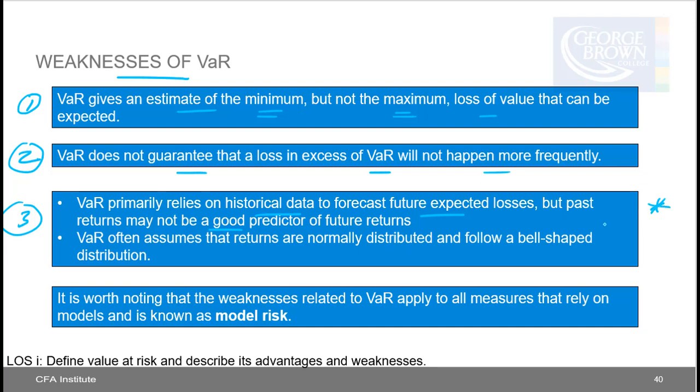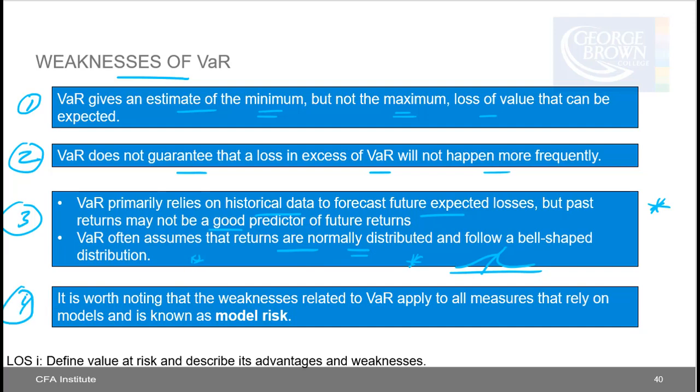So that's a key major weakness of VAR, that the future may not match the past. The models are using historical data to help calculate, and well, that's historical, that's the past. The past may not be a good predictor of the future returns, okay? VAR often assumes that returns are normally distributed and follow a bell-shaped distribution, but that's not always the case. We learned in the quantitative Chapter 8 about fat tails and black swan potential catastrophes, and the VAR models assume that returns are normally distributed, follow bell shapes, so that's perhaps a little bit out of whack.